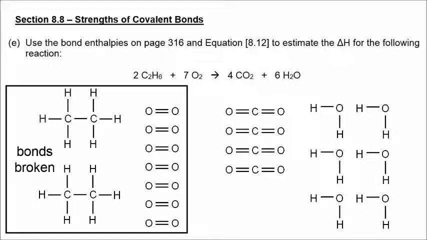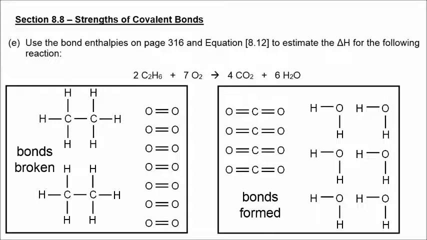So these are all the bonds we're breaking. We're breaking 2 carbon-carbon single bonds, we're breaking 12 CH single bonds, and we're breaking 7 oxygen double bonds. We are forming 8 carbon-oxygen double bonds, and we are forming 12 oxygen-hydrogen single bonds.